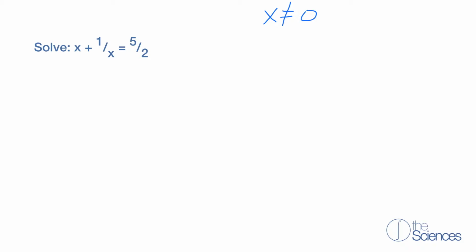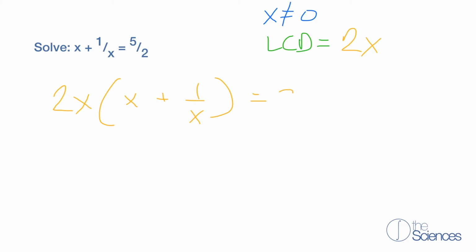So now we're going to find our least common denominator. So here we have x and 2. So our least common denominator would be 2x. So now to eliminate the fractions, we're going to multiply both sides of the equation by 2x. So here we have 2x times x plus 1 over x equals 2x times 5 over 2. So now we're going to distribute our 2x.